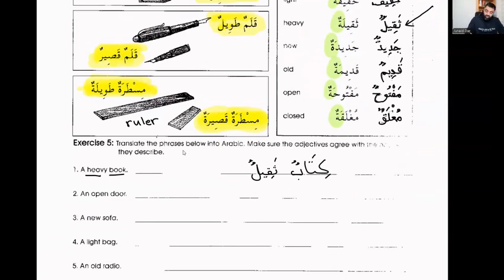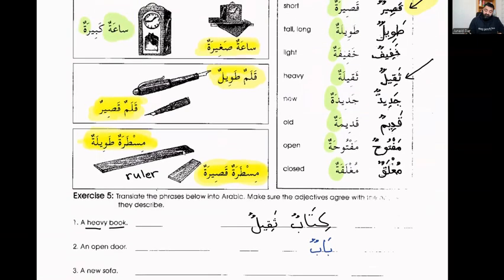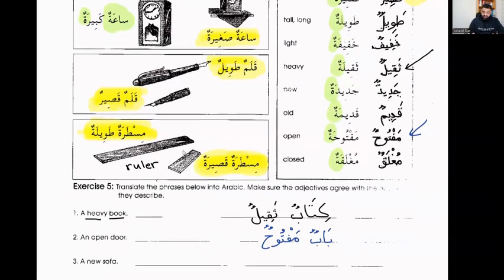الباب. Good, mashallah. So we always start with the noun, and you said that correctly. Babun, and then... مكتوب. Good. Yeah, so you're looking at that one there. Maftuhun. Well done. You got the genders, everything right.